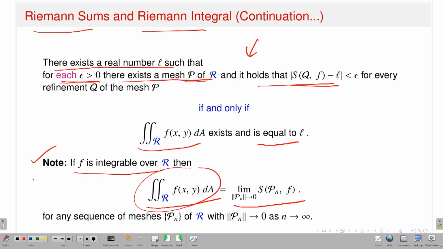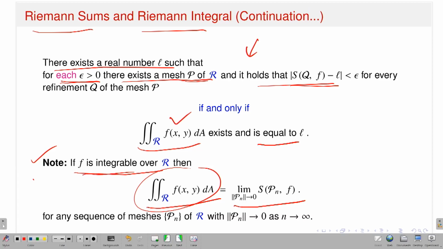What are the properties? For any epsilon, there exists a partition P such that whatever refinement Q I take of this partition P, the distance between the Riemann sum corresponding to the refinement partition Q and L is less than epsilon. If this is the case, it is actually saying that my function is Riemann integrable. In other words, the double integral over R of f(x, y) exists and it is exactly equal to the value L.